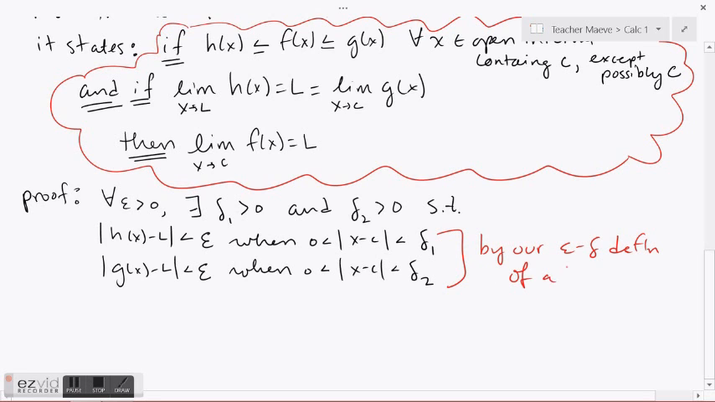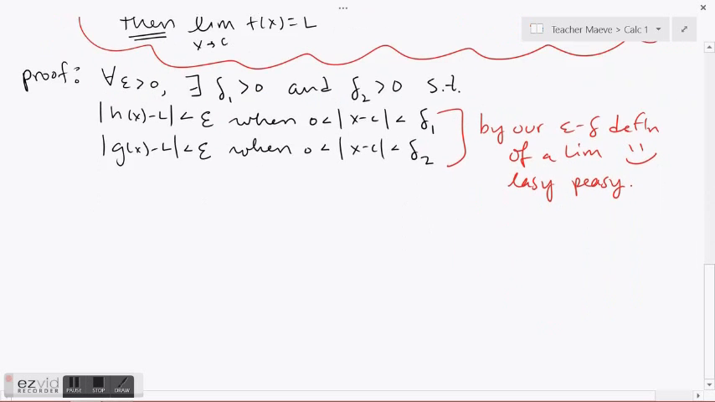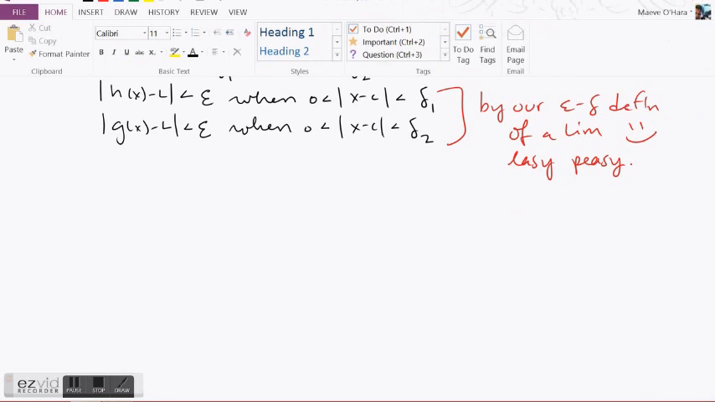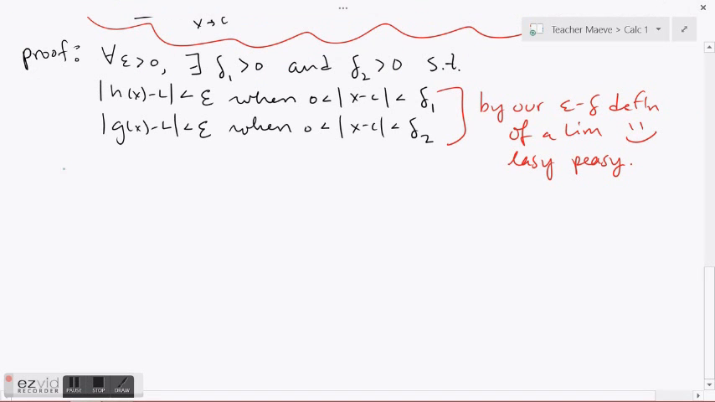And we were given that the limit of h of x as x approaches c is equal to the limit of g of x as x approaches c is equal to L. That's what we were given, and so we just wrote out those definitions. That's all we did. We said, well, there must exist some delta 1 and some delta 2 such that this is true. Easy. Easy peasy. Lemon squeezy. Okay. Let's see what this actually kind of looks like on a very loose, non-accurate graph.